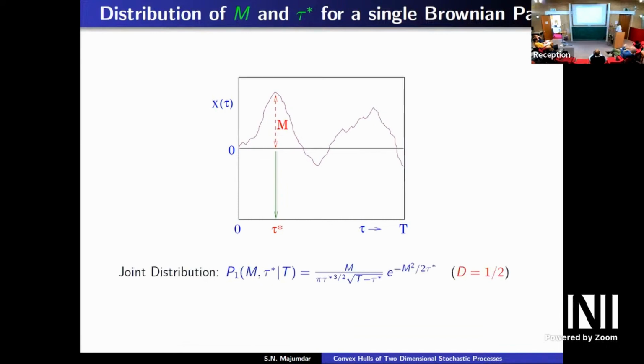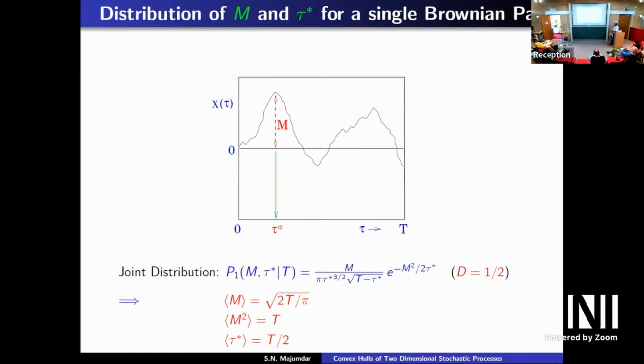This is actually very easy to compute. You can just use a quantitative method; I'm not going into the details. But the joint distribution of the time of the maximum and the maximum is given by this, and I just set D equal to half for simplicity. From this, you can easily compute the expected maximum, which is the square root of 2t over pi. You need M squared, which is t, and you need tau star, which is t over 2.